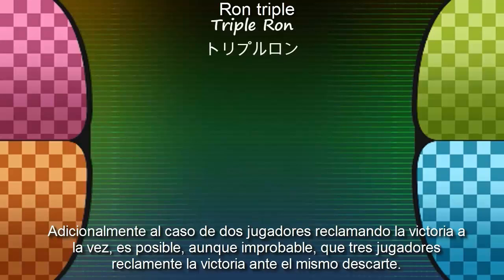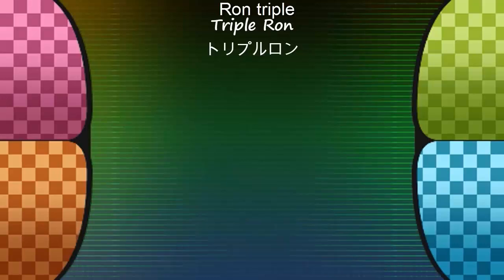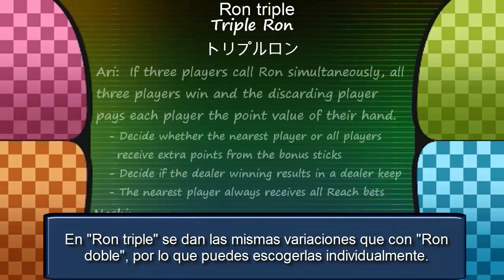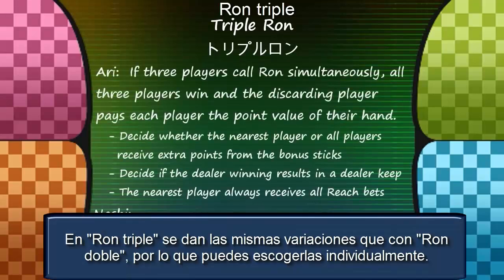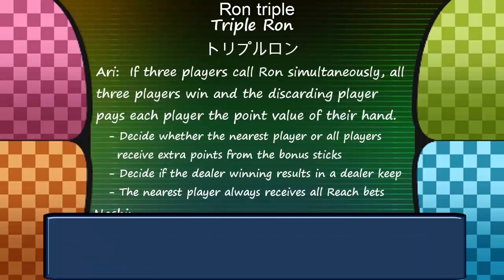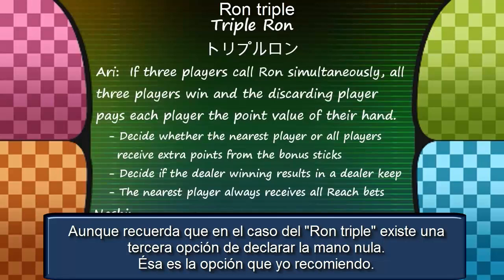In addition to two players trying to call Ron on the same tile, it is possible, although rare, for three players to try to call Ron on the same tile. This is subject to the rule of triple Ron. The exact same possible settings and conditions for double Ron also exist for triple Ron, and you can choose the settings for each rule individually. Remember though, in the case of triple Ron, you may also choose to take a third option and declare a null hand. This is the option I recommend.